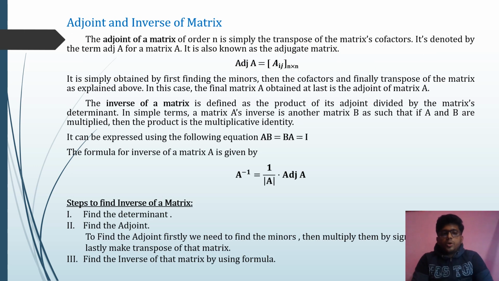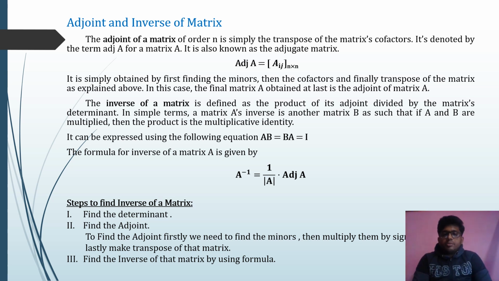So now the most important topic is adjoint and inverse of a matrix. So how to find the adjoint of a matrix? Firstly, to find the adjoint of a matrix, you need to find the minors. Then after getting the minors, you will easily get the cofactors. Then by transposing the cofactors, you will get the adjoint of the matrix. So by using the adjoint, we need to find the inverse of the matrix.